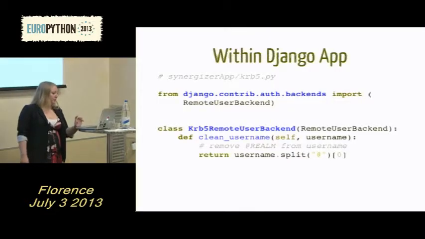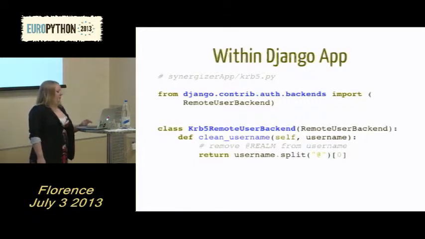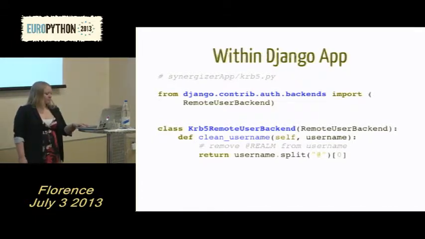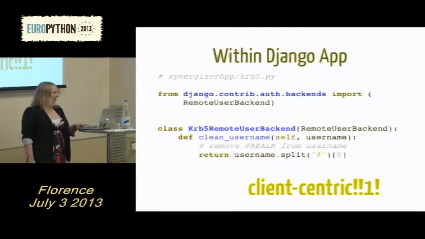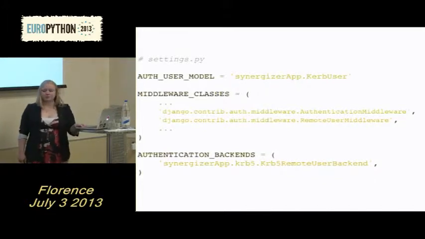You can first do that in the Django app, which might be easier for folks that do not have access to the Kerberos system. And basically, you just write your own, or inherit from remote user backend and just strip the realm. And then, more client-centric. And then adjust your authentication backend to what you just wrote.